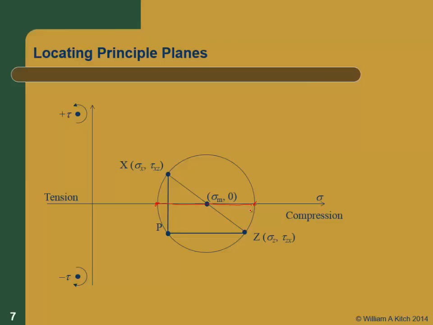So this is the location of the principal planes. And one of them is bigger than the other one, right? The big one we call sigma 1, and the small one we call sigma 3, because we don't know the intermediate one. We're assuming it actually could be that the third dimension is a different stress, but normally we'll do it this way. So those are the principal circles.